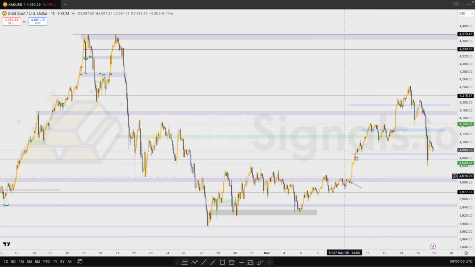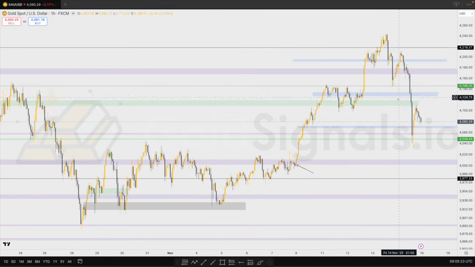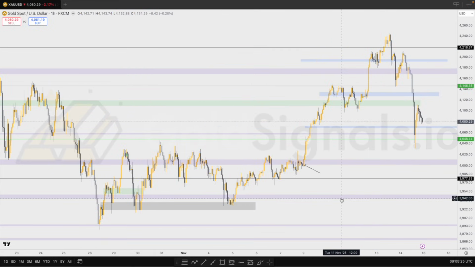Now, one thing I did expect after we saw this breakthrough structure here is I did expect price to continue at least to around 4,340 to go and test somewhere near the all-time highs. But you can see that price ended up coming to a halt at around 4,245 and just completely dropped off bearishly.